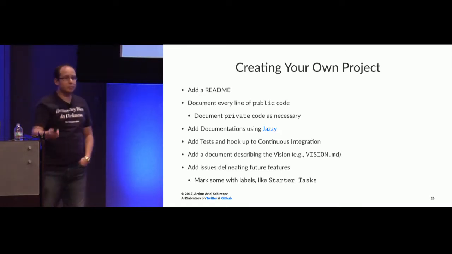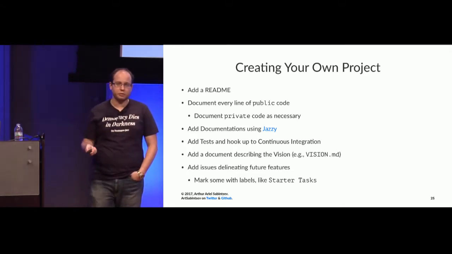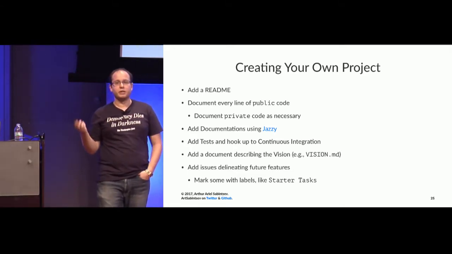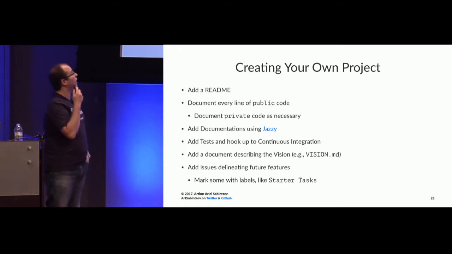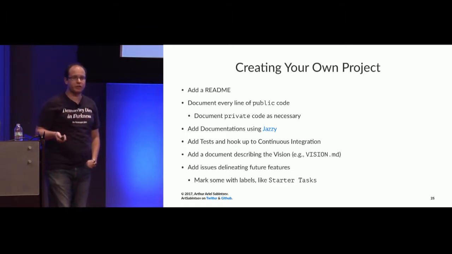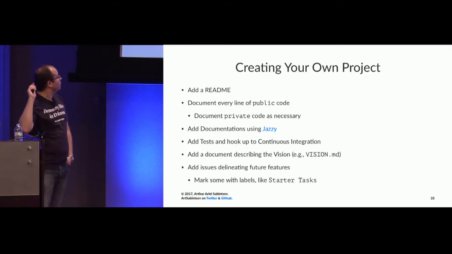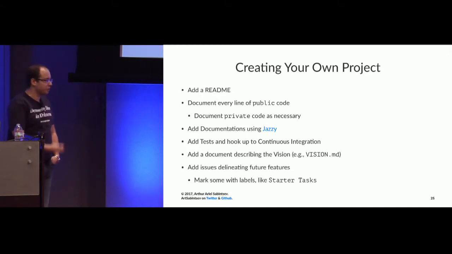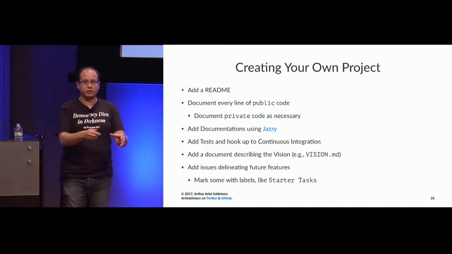Use tests and hook up continuous integration. Both Travis and BuddyBuild will allow you to do free continuous integration through their platforms if your project is open source on GitHub. Also, I don't see this as much, and I don't personally do this because I usually tend to build small utilities, so my vision isn't that large.